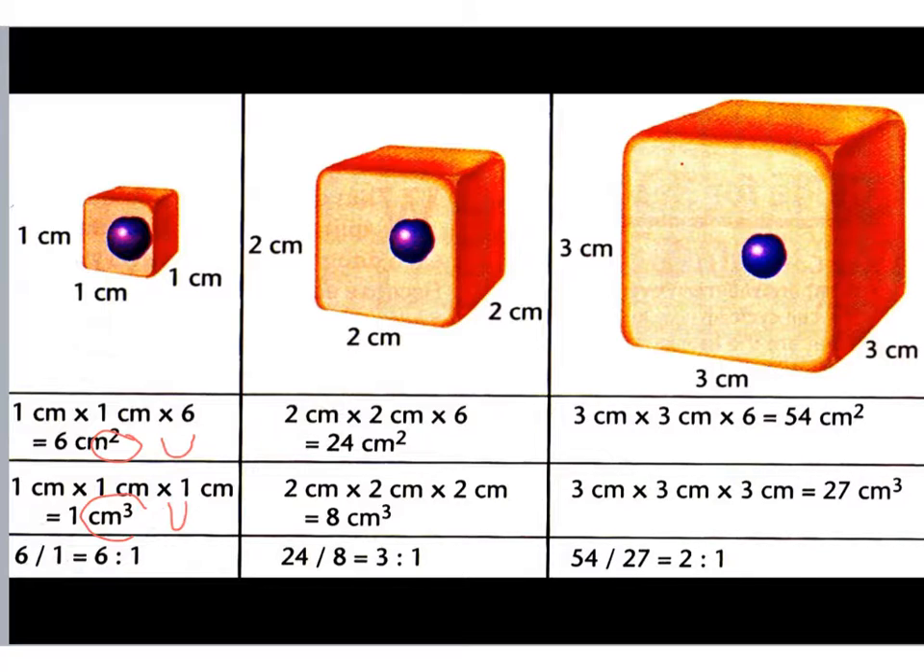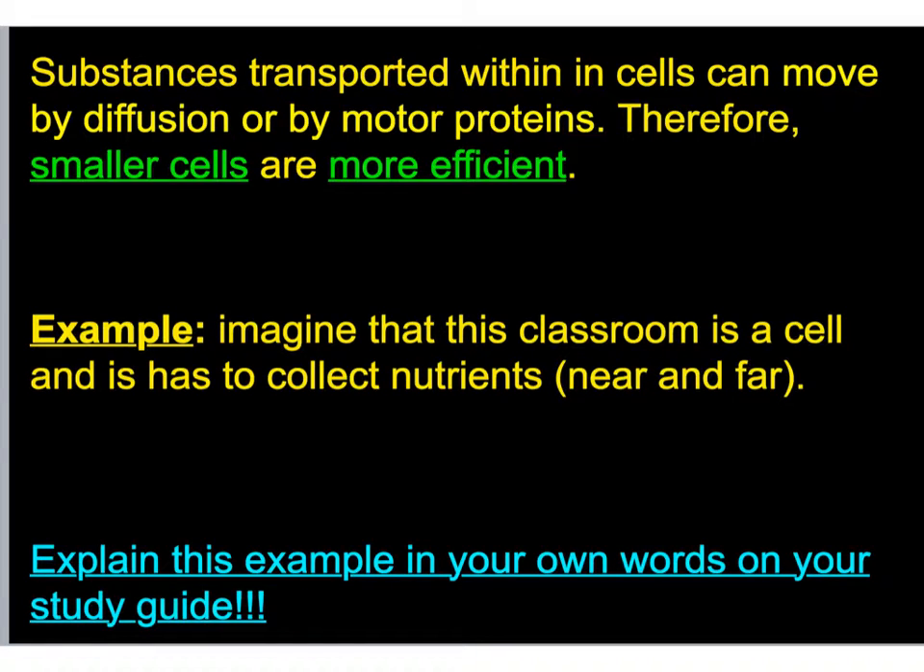So as cells grow, they really at some point reach a limit where they're getting too big to function properly and they have to either stop growing and stay a certain size, or they divide into 2 smaller cells and then each cell can keep growing. So substances that are transported within a cell, they can move by diffusion or motor proteins, and they move much more efficiently in a smaller cell.